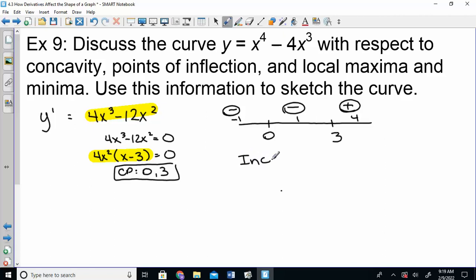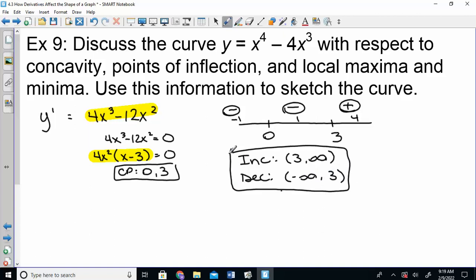All right, so where is this graph increasing? Where is it decreasing? Everywhere it's negative. So those of you that were gone yesterday, this was like half your problems, telling me where it's increasing or decreasing. The other half were telling me the maxes or mins.